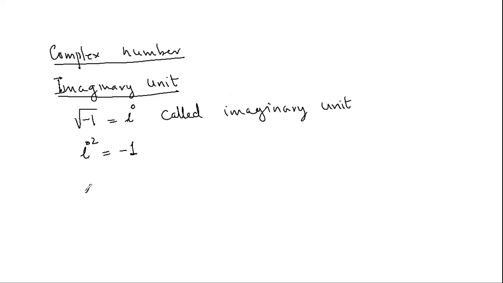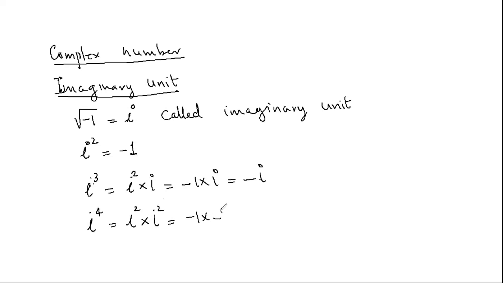What will be i cube? If i square is -1, it will be i square into i. Correct? i cube means i square into i. So it will be minus 1 into i, the root of minus 1. So it will be minus i. So i cube is minus i. What will be i raised to 4? It is i square into i square. It is minus 1 into minus 1, so it will be plus 1. So i raised to 4 will be 1.